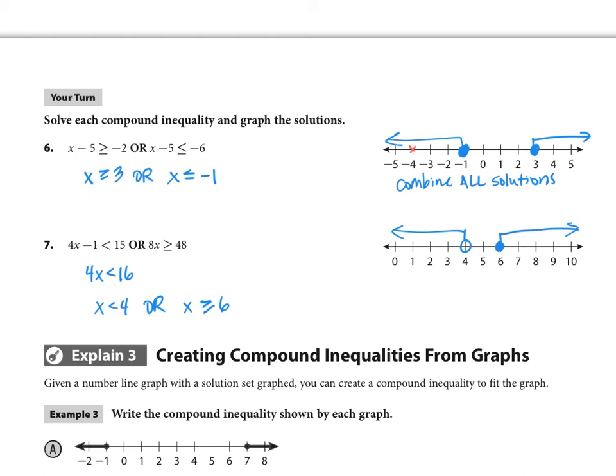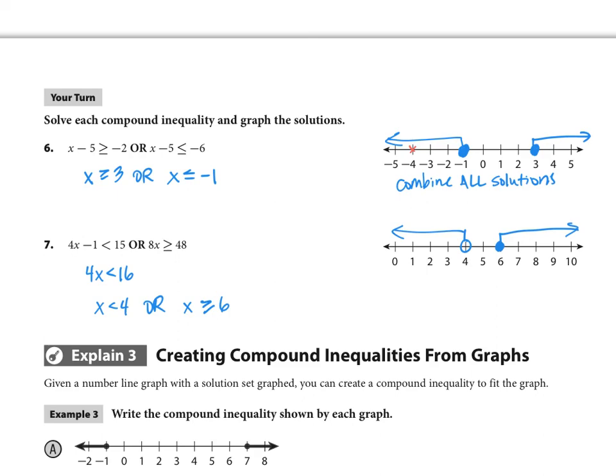Just think about this. I have all my solutions to this whole compound inequality here is every number that's 6 or greater, right? So all of those are solutions to the whole compound inequality. The values that are less than 4 are also solutions to my compound inequality, right? So we're taking the solution of one inequality and combining it with the solution of the other, and all of those altogether are each a solution to the whole compound inequality.